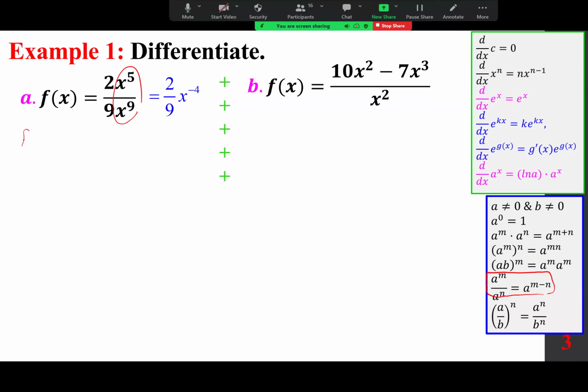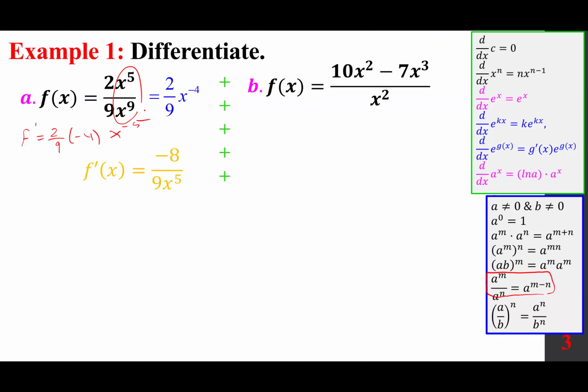And now the derivative f prime is 2 over 9 times minus 4 x to the power of minus 4 minus 1, or minus 5. So you get minus 8 over 9. x to the power of minus 5 goes down. So we have minus 8 over 9 x to the power of 5.